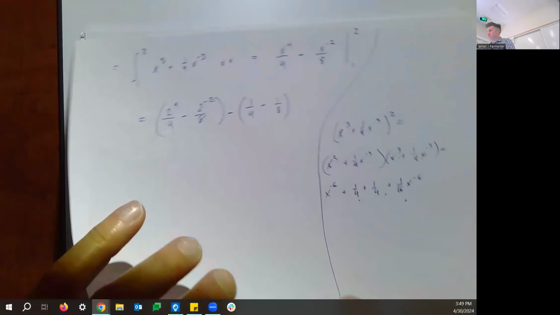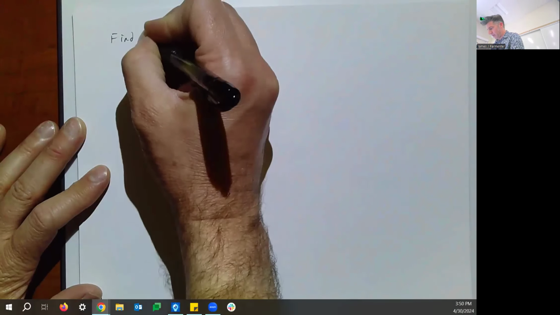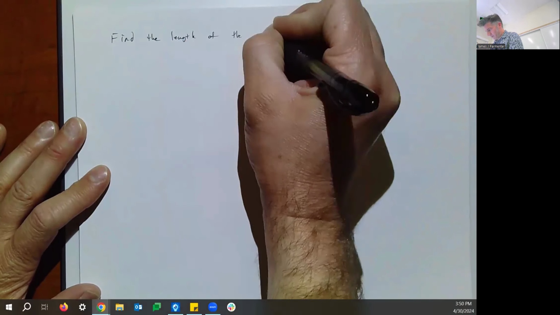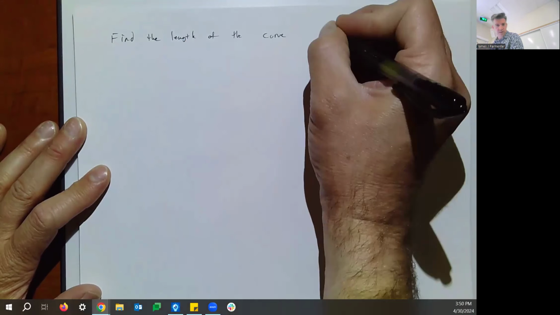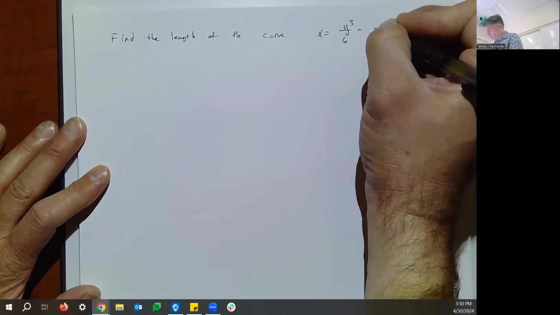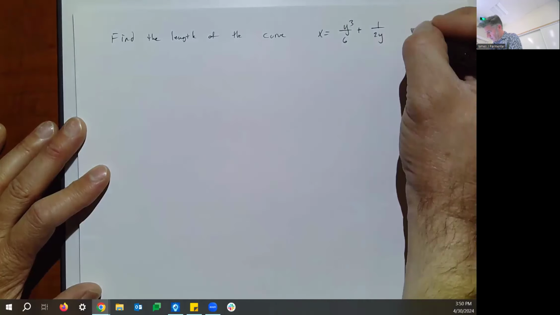So let's say we want to find the surface area. Or find, sorry, not surface area. I'm sorry, I'm getting ahead of myself. Find the length of the curve x equal to y cubed over 6 plus 1 over 2y, where y is between 2 and 3.